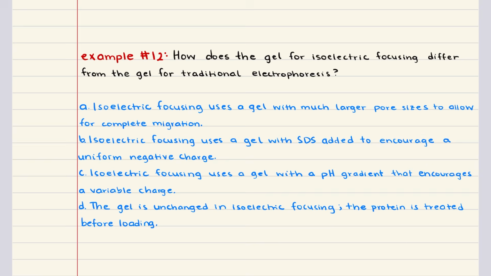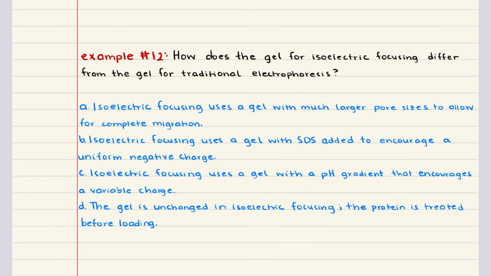But isoelectric focusing is different. It separates proteins based on pI, or the isoelectric point. This is the pH at which the protein has no net charge. And to do this, the gel must contain a pH gradient. So when an electric field is applied, proteins migrate through the gel until they reach the region where the pH equals their pI. And at that point, they stop moving because they carry no net charge.